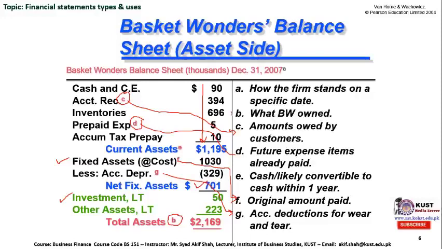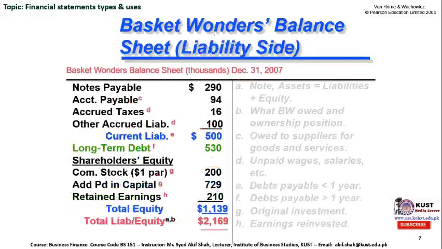This is point number B, which refers to what the Basket Wanderers own on a specific date. So the left hand side is actually explaining the assets of the company, and the right hand side is the sources from where the company has actually purchased these different kinds of assets, and those sources are either debt financing or equity financing. The debt financing is actually the liability, and equity financing is issuance of shares. Now we are discussing the liability side, which is written at the right hand side of a balance sheet.